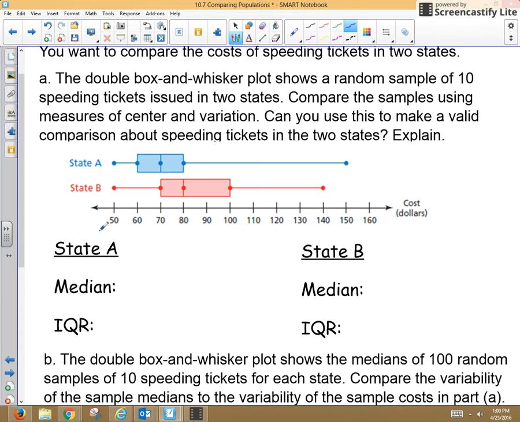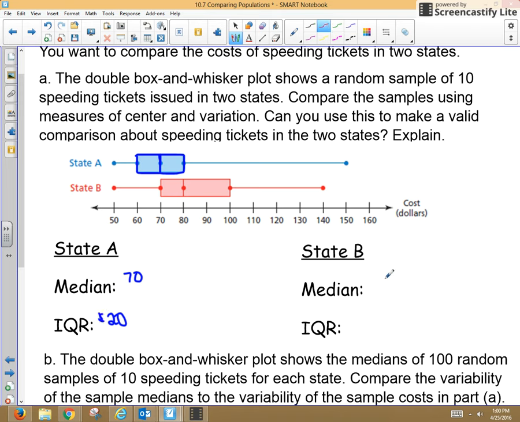So what we want to do is find the median. The median is the number here in the middle. So if you look in the box and whisker plot, it's the number inside the middle of the box. The median for state A is 70. That's the cost of the ticket. And the interquartile range is the range of the box here. So 80 minus 60, so that's a range of $20.